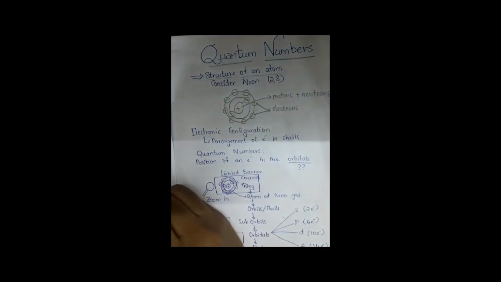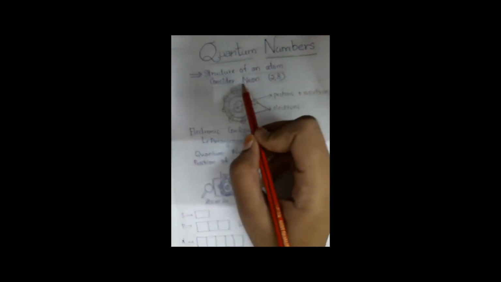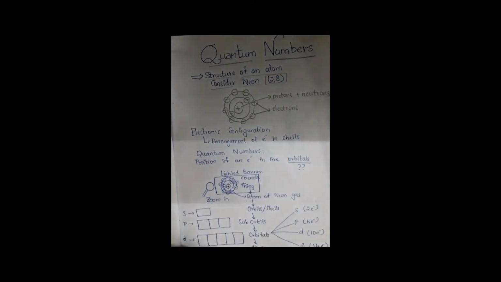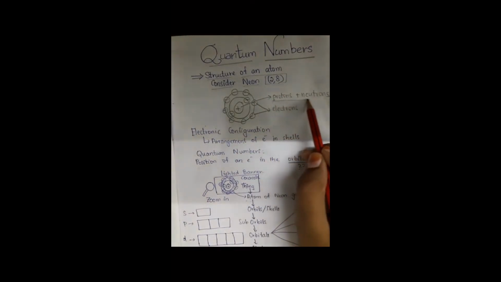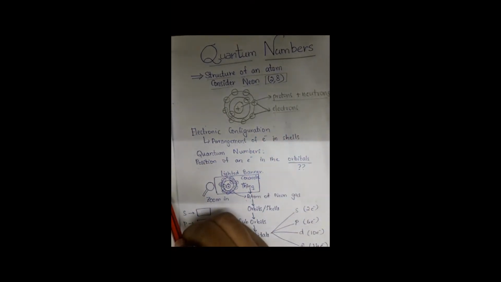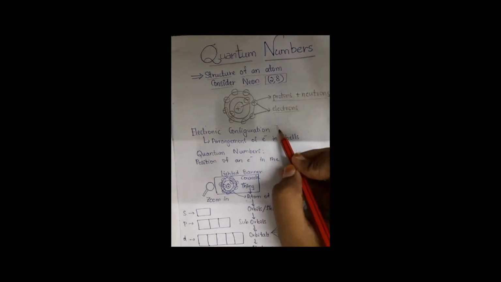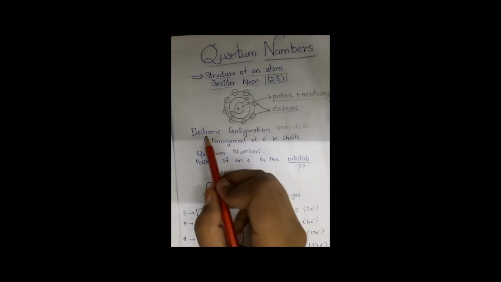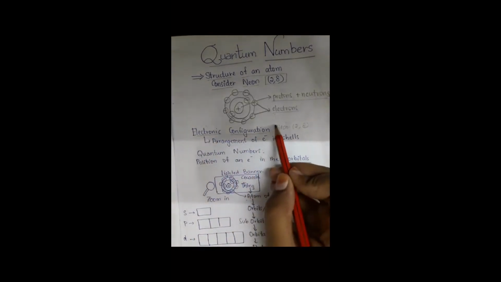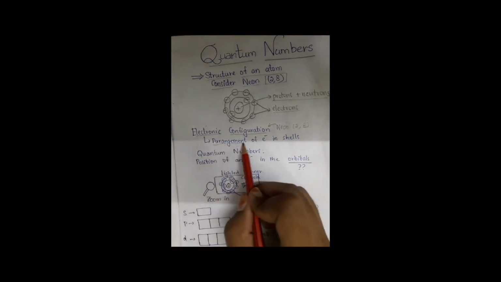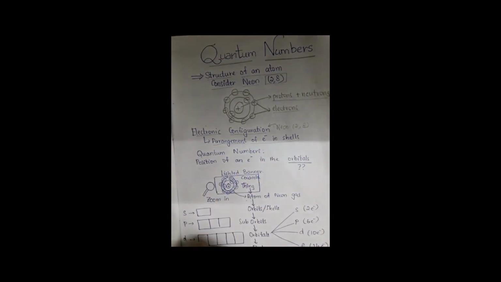Before going to quantum numbers, let us discuss the structure of an atom. Consider the neon atom. The electronic configuration is 2,8. Like any other atom, neon has protons and neutrons in the center of the atom and electrons revolving around it. What is the electronic configuration of neon? As we discussed earlier, it is 2,8. But what do you mean by electronic configuration? The electronic configuration determines the arrangement of electrons in the shells or orbits.